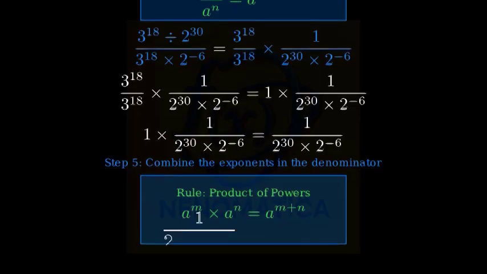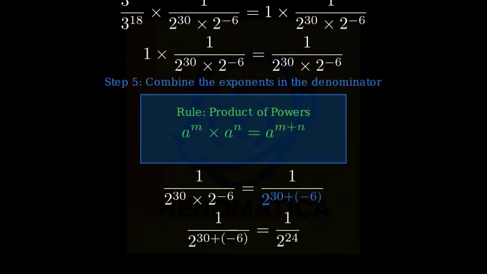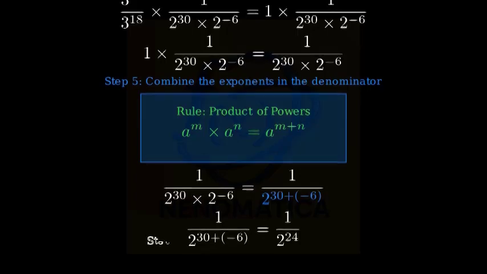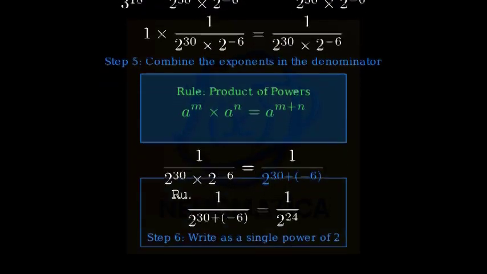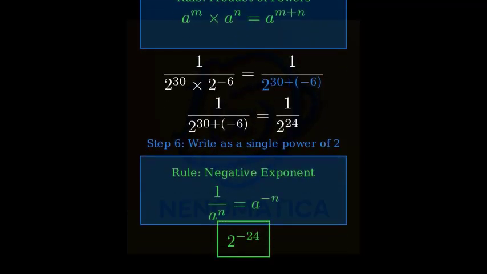When we multiply powers with the same base, we add the exponents. So 2 to the 30th times 2 to the negative 6th is equal to 2 to the power of 30 plus negative 6, which equals 2 to the 24th power. Finally, we need to write this as a single power of a number. We know that 1 over a to the power of n equals a to the power of negative n. So 1 over 2 to the 24th power equals 2 to the power of negative 24. And that's our final answer.